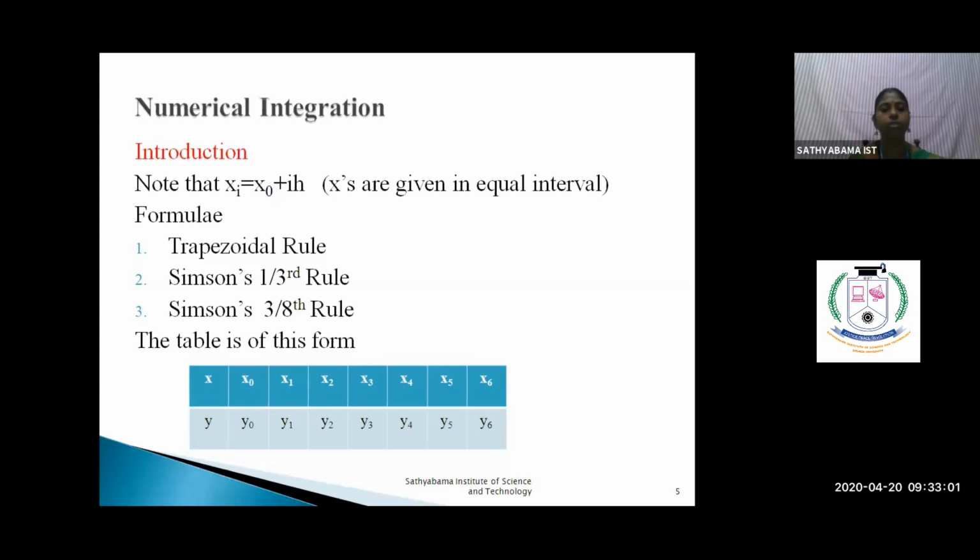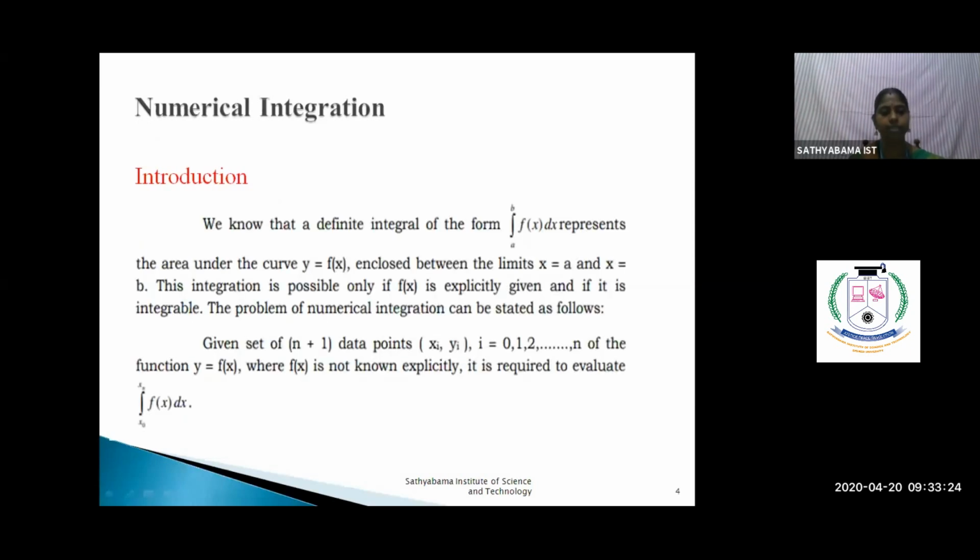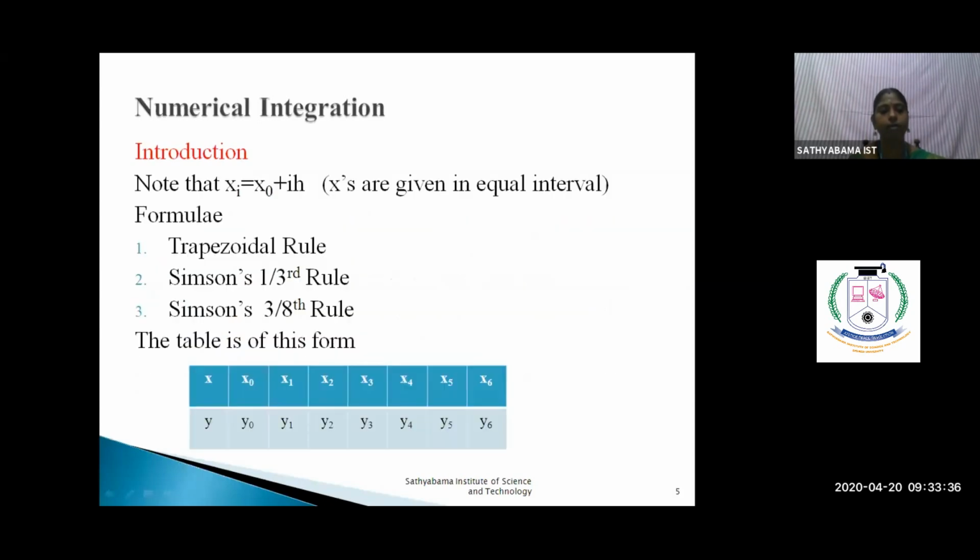So what formulas are we going to see in this session? Three rules: trapezoidal rule, Simpson's 1/3 rule, Simpson's 3/8 rule. We are going to evaluate the given integral. Whatever integral is given, we have the lower and upper limit, that is x naught and xn. So by using this interval x naught to xn, we have to divide the data into a number of intervals. So how can I divide that interval? The data will be divided into n number of intervals.